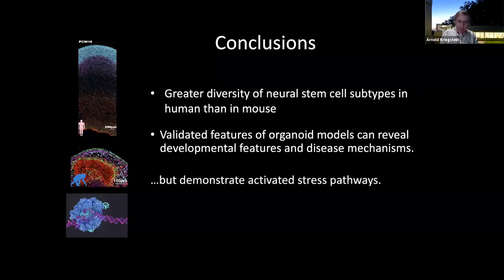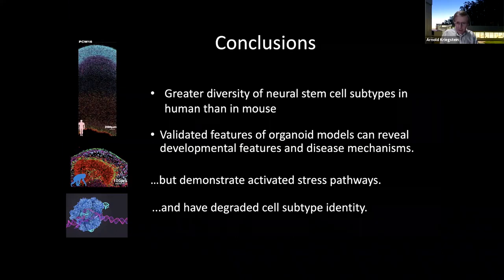But they demonstrate activated stress pathways, and they have degraded cell type sub-identity that has to be considered if you're modeling normal development or planning to model normal development or look at disease phenotypes.